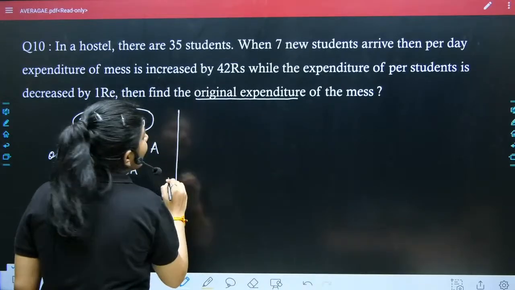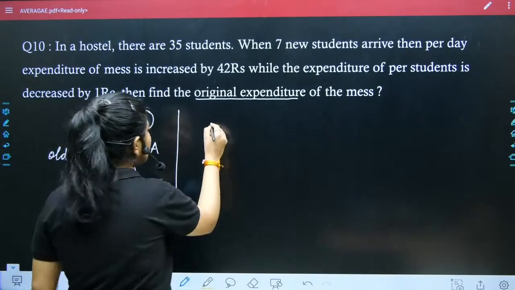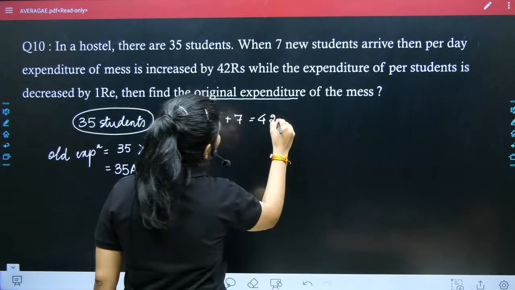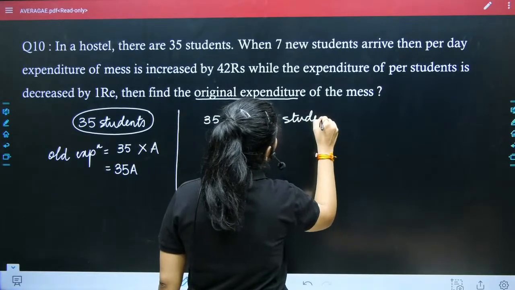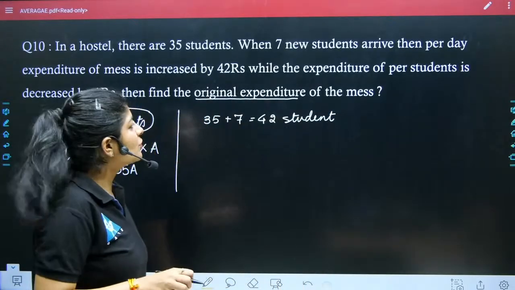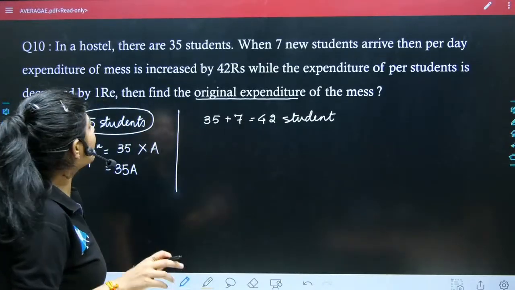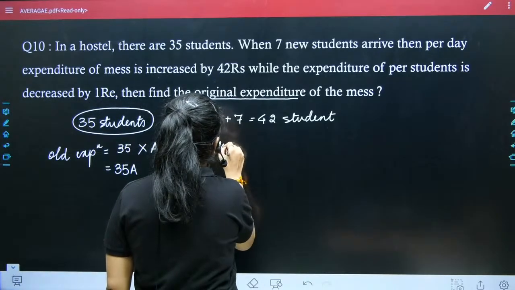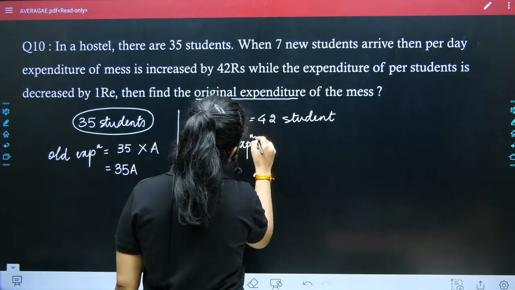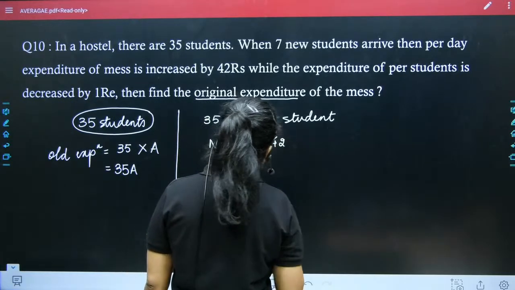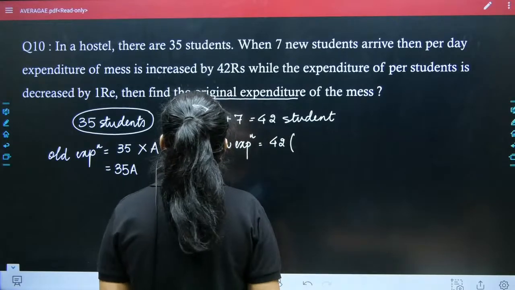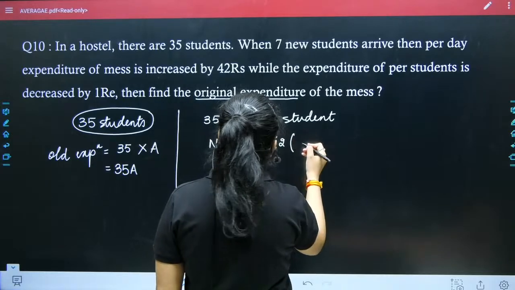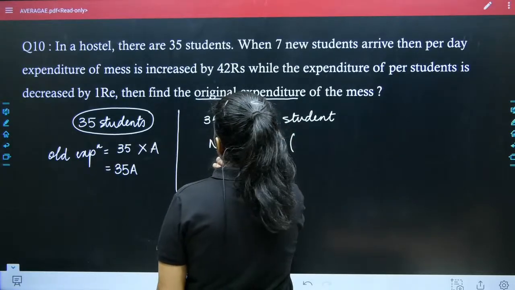And it is given that when 7 new students arrive, that means now we are having 35 plus 7, that means total 42 students. When 42 students arrived, the expenditure of mess is increased by 42. That means if I have to write down the new expenditure of mess, we can say that this is 42 into, that is increased by 42, right? So we can say that an expenditure of per student.